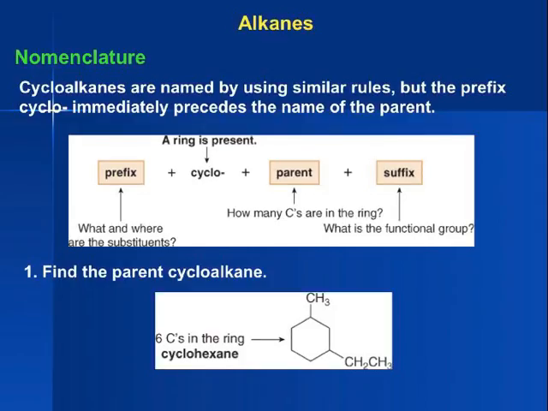So when we're talking about the nomenclature of cyclic alkanes, the same rules apply, except we insert this cyclo part right in front of the parent to signify that it's a cyclic alkane. So for example, here we recognize that we have a 6-carbon ring, and 6 carbons belongs to hexane. But since it's in a ring, it becomes cyclohexane. Is that a saturated or an unsaturated molecule?